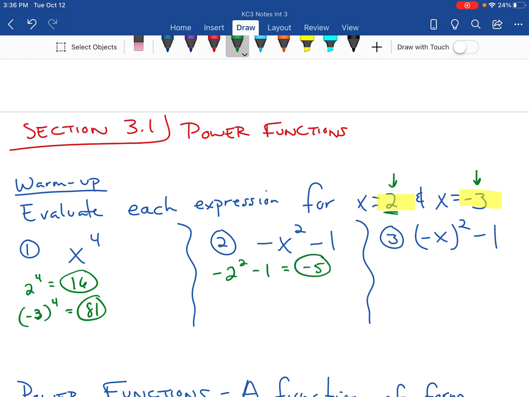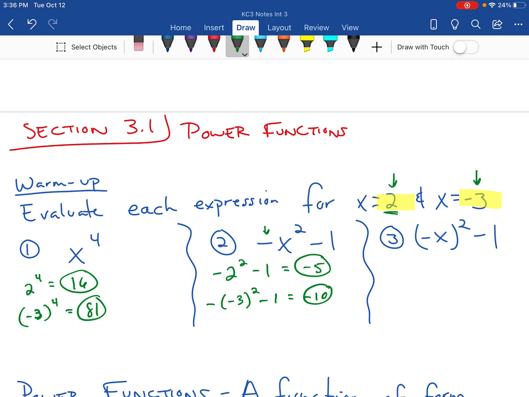And I'm going to do that again for the -3. So I have the negative from the original function here, but my number is negative, so I do need parentheses there. Minus 1. This will give me -9 minus 1, which is -10.